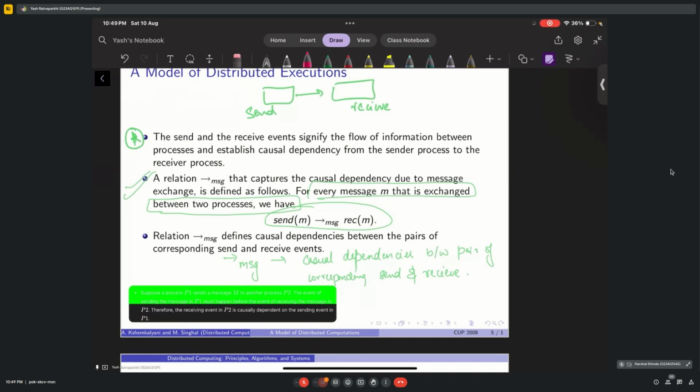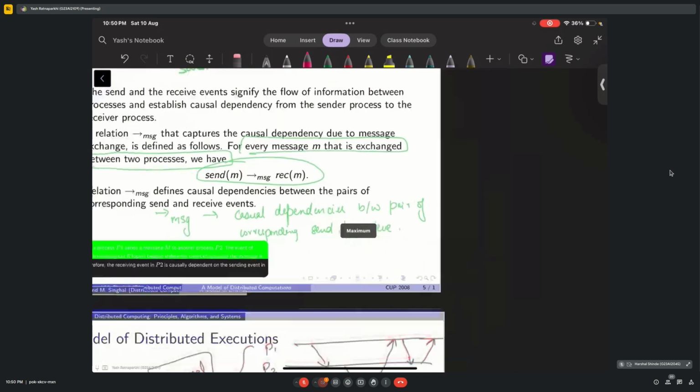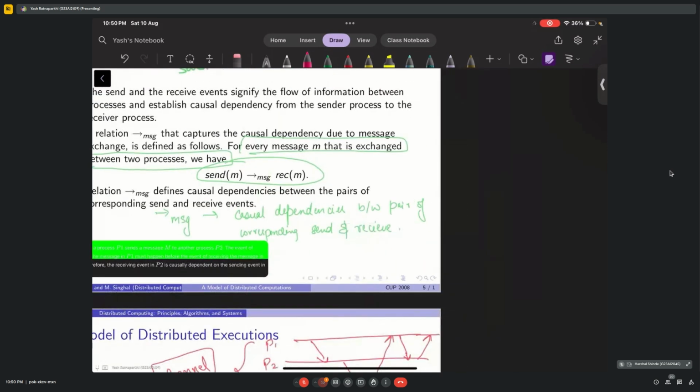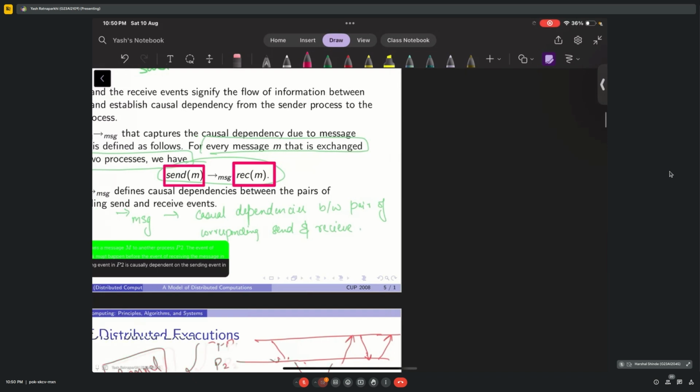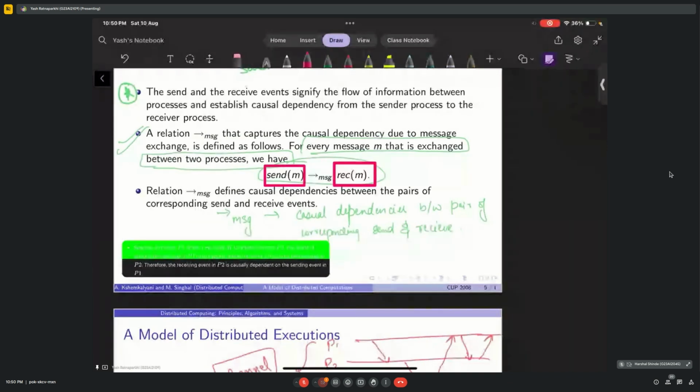forward symbol, receive M. Let me explain this particular term, send M. In very basic terms, it is saying that until and unless this send M runs, this receive M will not run. Understood? Until I send a message to someone, how will someone receive it? So it is saying that for a message M exchanged between two processes, send should occur first and only then receive should occur.